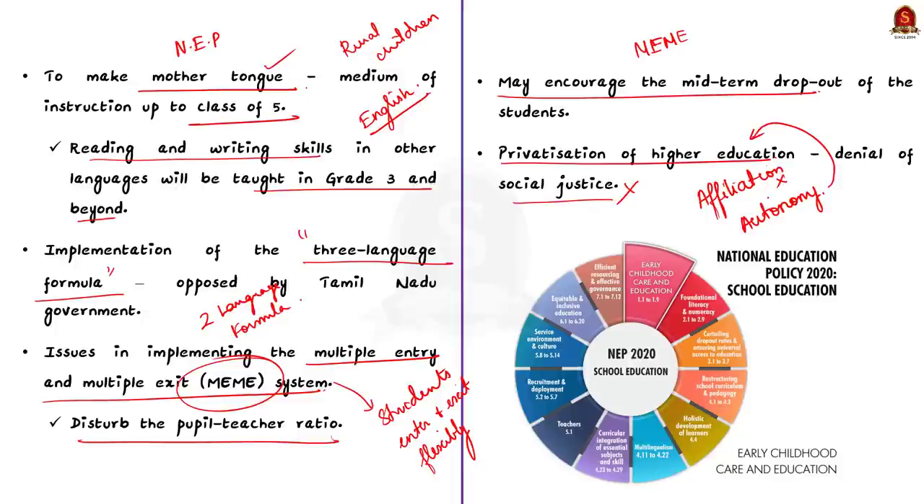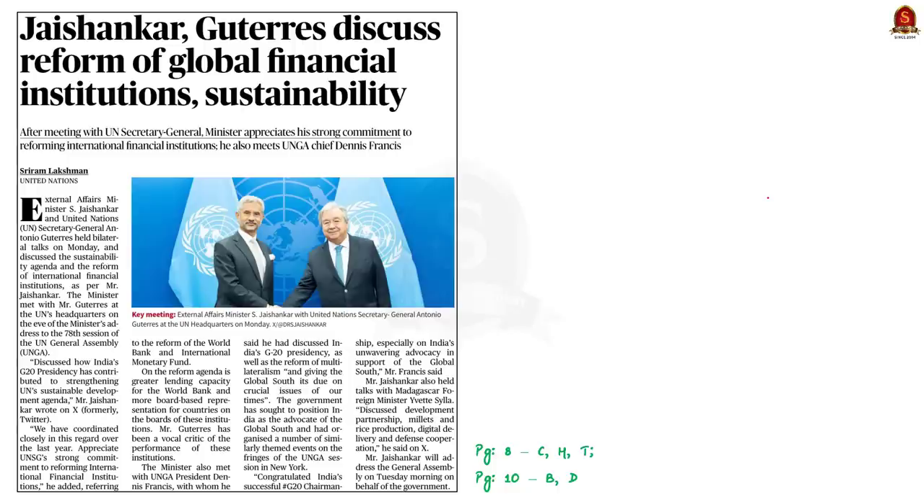Now let us move to the next part of our discussion. Look at this news article. It speaks about bilateral talks held between External Affairs Minister Jaishankar and UN Secretary General Antonio Guterres, held on Monday. In this meeting, they discussed the need for reforming international financial institutions and their sustainability agenda.